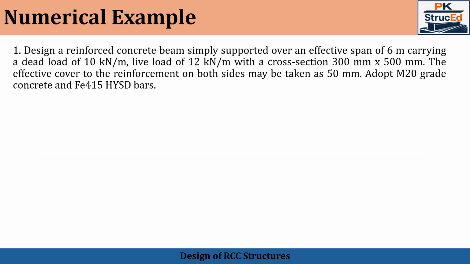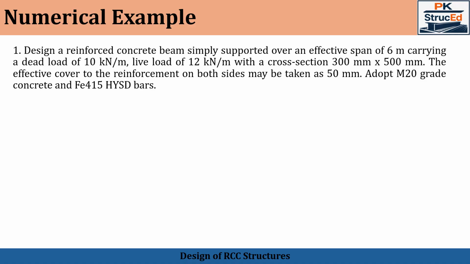Now let us apply the theory to a numerical problem. Design a reinforced concrete beam simply supported over an effective span of 6 meters carrying a dead load of 10 kN per meter, live load of 12 kN per meter, with a cross section 300 mm by 500 mm. The effective cover to the reinforcement on both sides may be taken as 50 mm. Adopt M20 grade concrete and Fe415 HYSD bars.